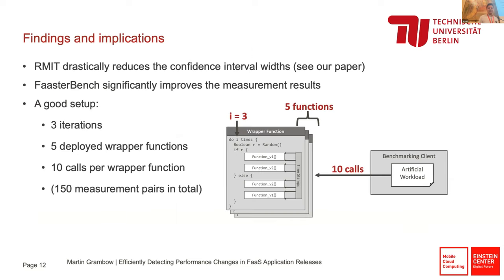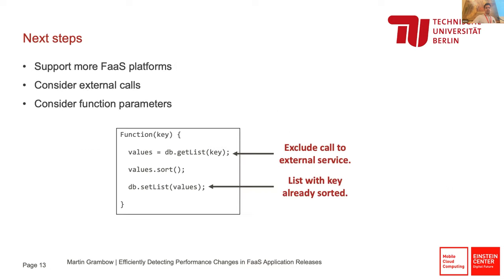Yeah, I have to hurry up. We did a lot of experiments. You can see the results in our paper. But FaaStarBench helps you to improve your benchmarks. We did a lot of parameter combinations for our function. A good setup was to use three loops, deploy the wrapper function 5 times, and call each of these wrapper functions 10 times. So in total, you have 150 measurement pairs to get this accurate result. Yeah, so it's all fine.